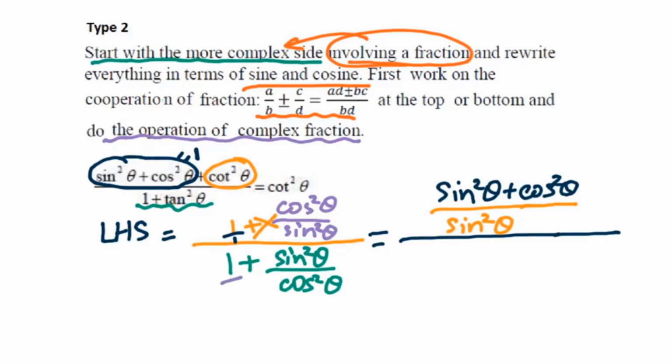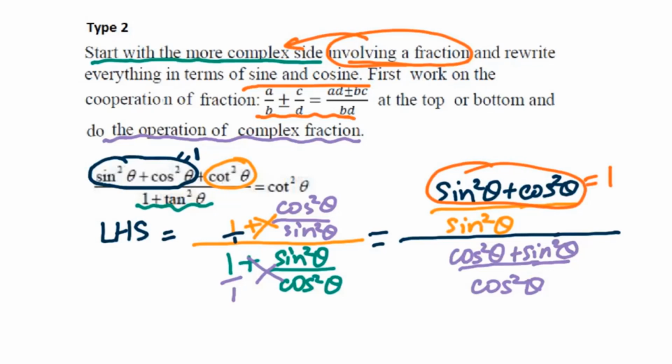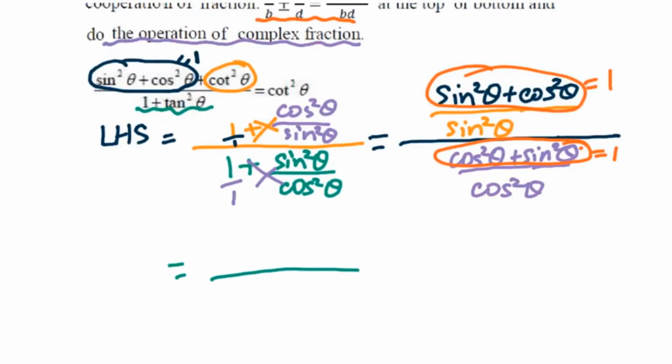Then look at the denominator. Still, I got the cosine square theta. Cross multiply, that's cosine square theta plus sine square theta. We know this part equals 1. This one equal to 1. Therefore, we got 1 over sine square theta. Denominator is 1 over cosine square theta.